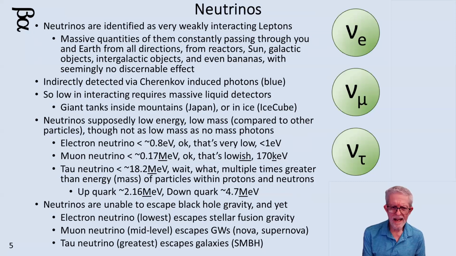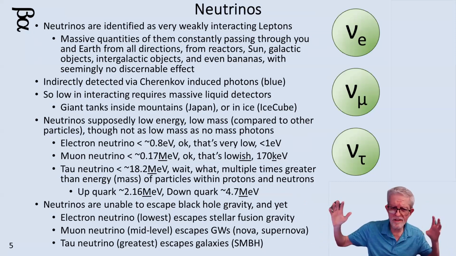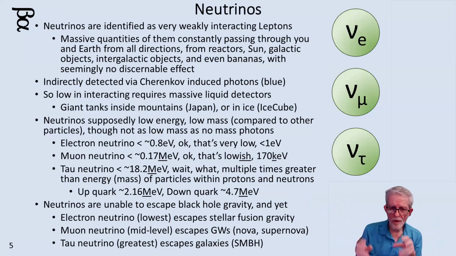But think about it for a moment. If a neutrino could not escape a black hole, and there are all these neutrinos out there from all directions, every black hole that's getting saturated by neutrinos, those neutrinos would be adding to the black hole. Now, if it's just like the 0.8 electron volts of an electron neutrino, that's not much. But now that you're talking about tau neutrinos being 18.2 million electron volts, that starts to add up, especially if they're everywhere. I don't buy that neutrinos can't escape black holes, gravity.